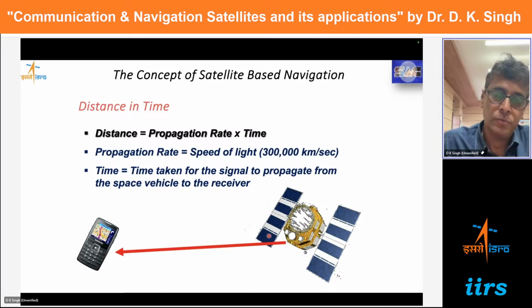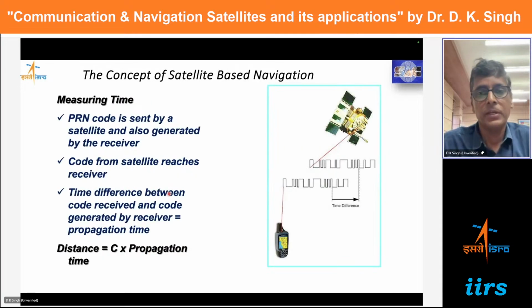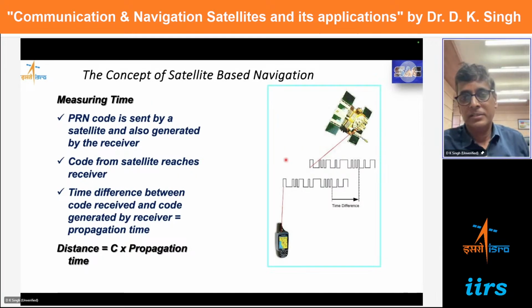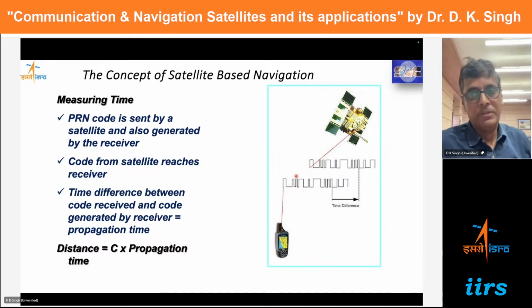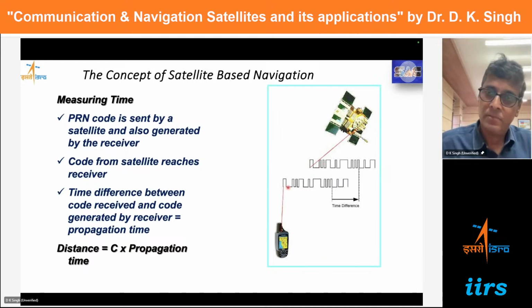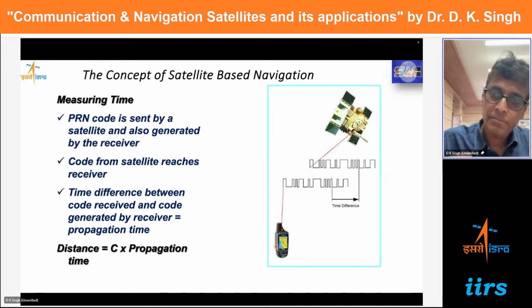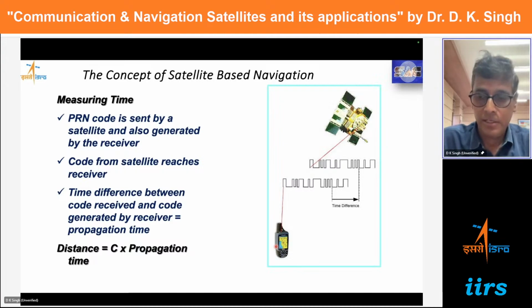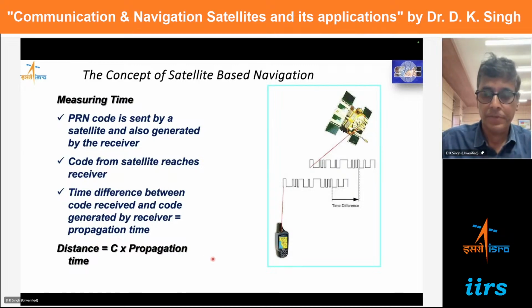So what you do, you actually measure the time, and from the time we infer the distance. So what happens, the satellite sends a code at a given time and the receiver simply measures how much time has elapsed in the travel, and from there it calculates the distance.